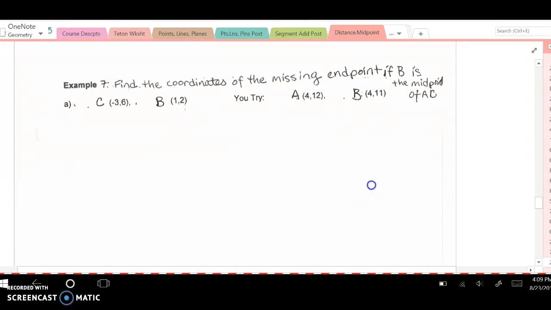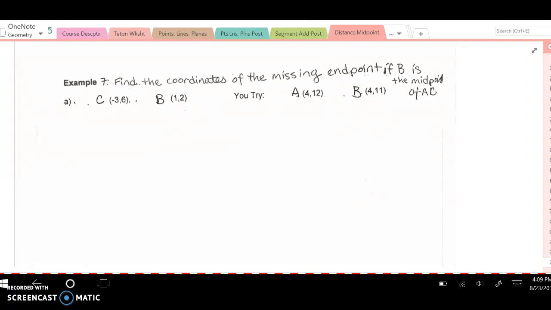Okay, what if they ask us to find the coordinates of a missing endpoint? This time we're working a little bit different. B is the midpoint. B is the middle point. It is the center point. So let's think about what we have here.